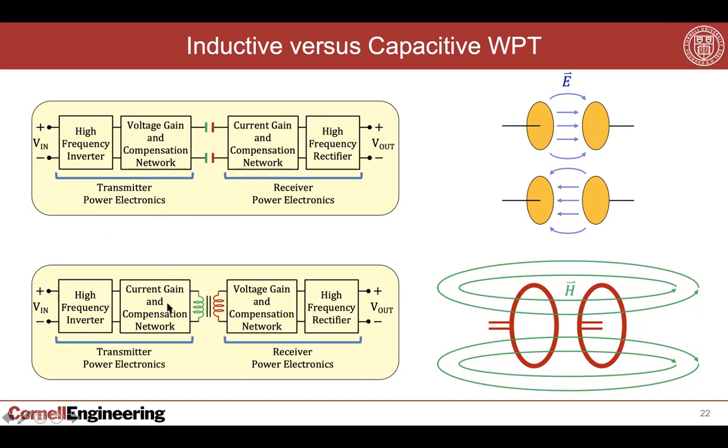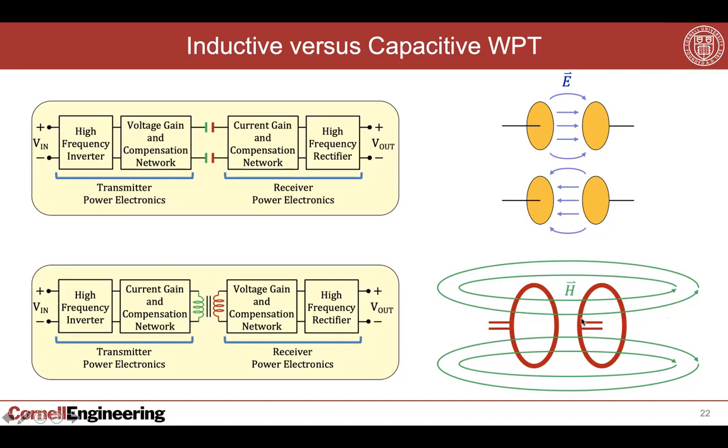In the case of the inductive system, rather than having a voltage gain on the primary side, you typically have a current gain because the magnetic fields are produced by current. So the larger the current on the primary, the bigger the field you'll get. So you're trying to get to a higher current in the primary coil. And then on the secondary side, you have a voltage gain network in order to boost the voltage up, and you can step the current down before you rectify it and feed your load, which, let's say, is a battery.